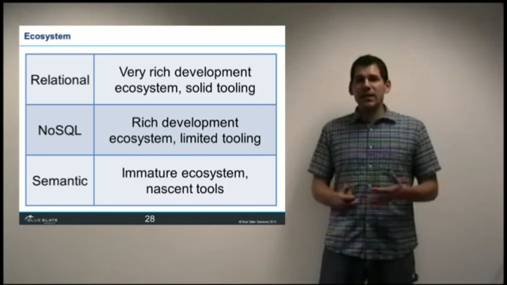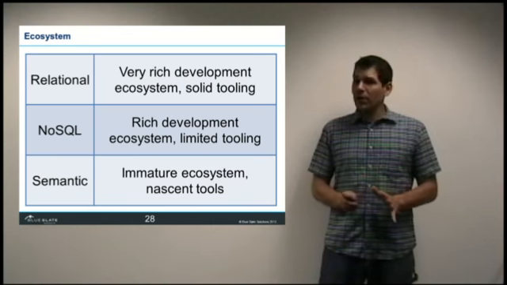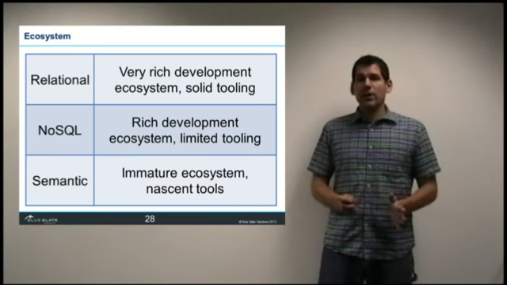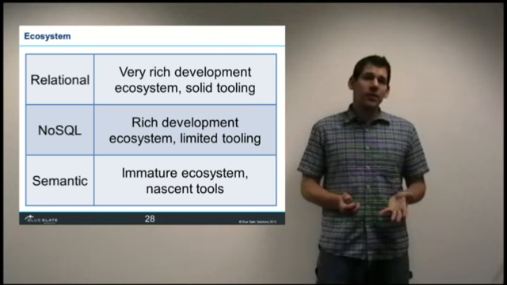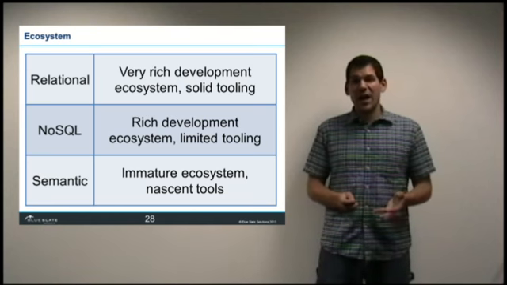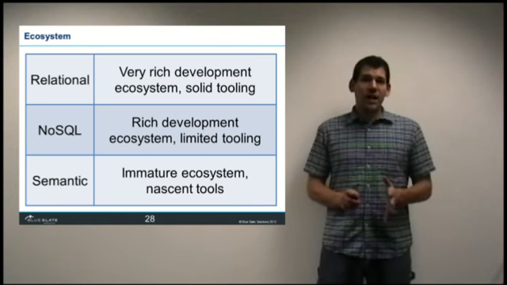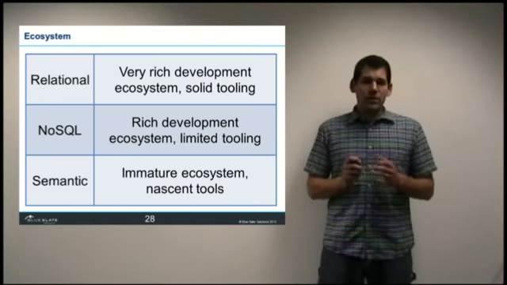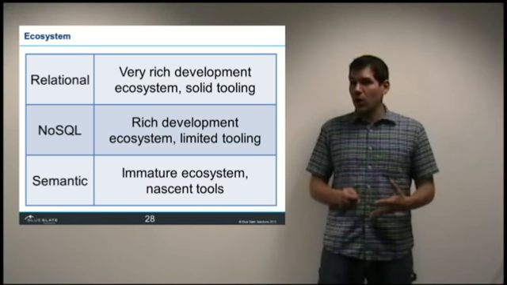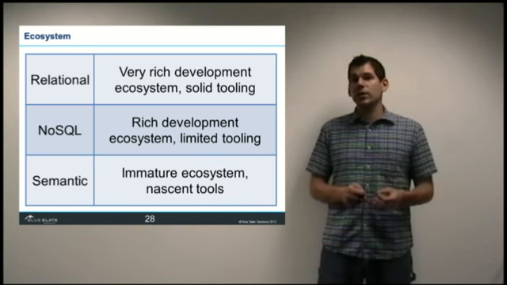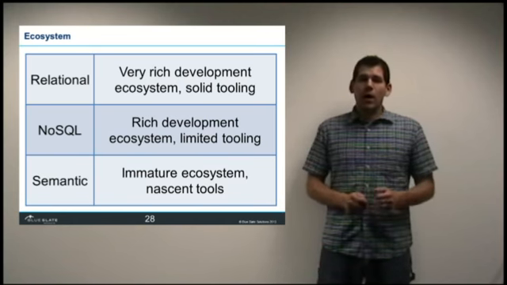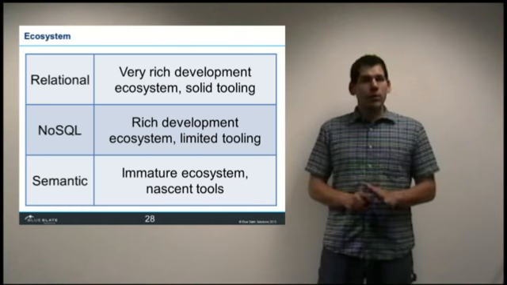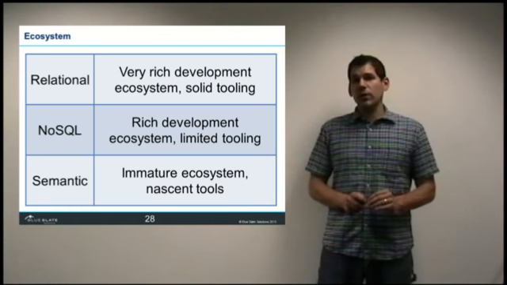And with semantic, the ecosystem is coming along, but it is, in all honesty, fairly immature, which is not surprising given that the technology's only really been around 5 years. The tooling is very nascent. We have seen that the tooling is coming along. There is a recognition in the industry that tooling needs to come along, but it's still nowhere near the maturity level that relational has.